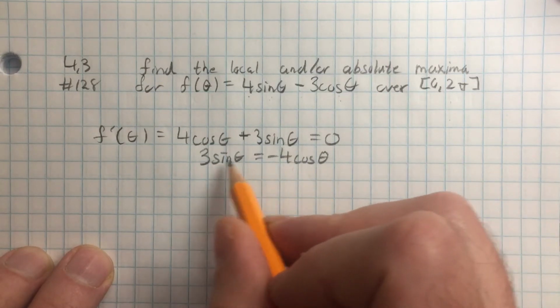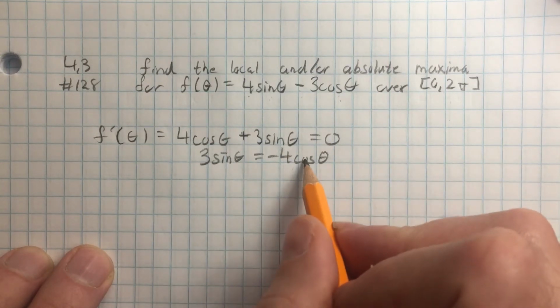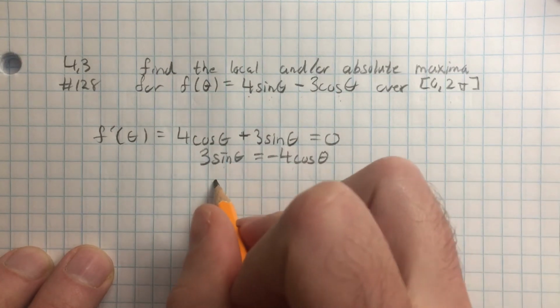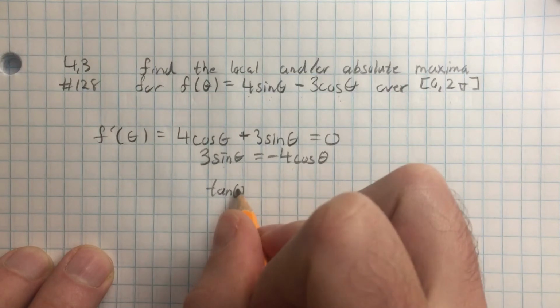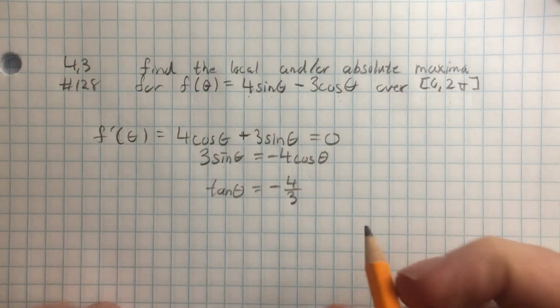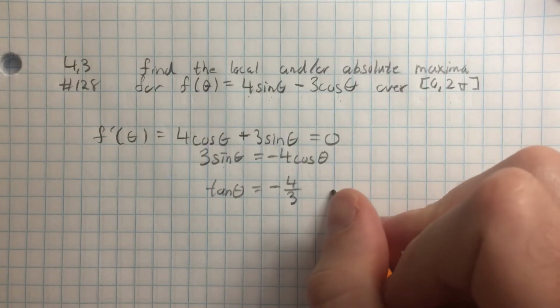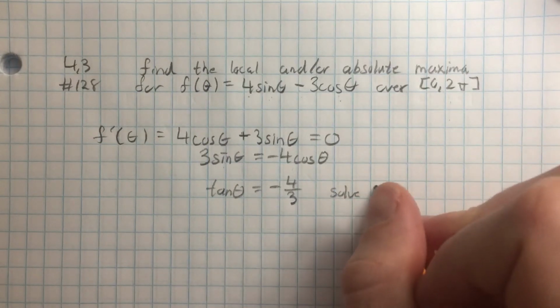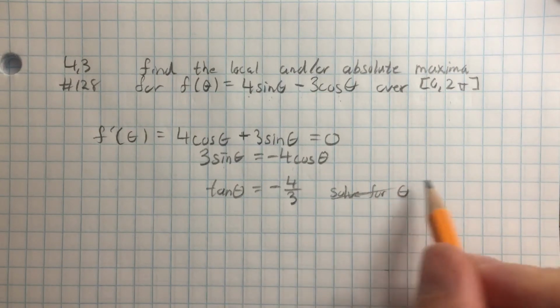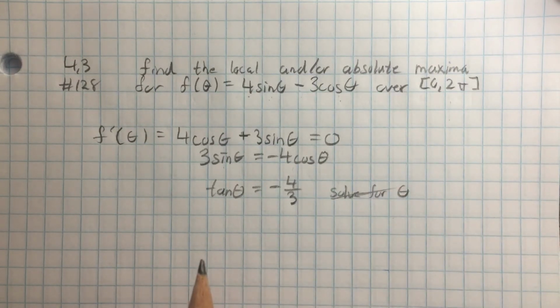I'm going to structure this as a tan function. I'm going to divide off by cos. I'm going to divide off by 3. So I'll end up with tan theta equals negative 4/3. Okay. Now really normally I would try to solve for theta, right? Solve for the independent variable. But I'm not going to do that here. Okay? There's another way to go about this.